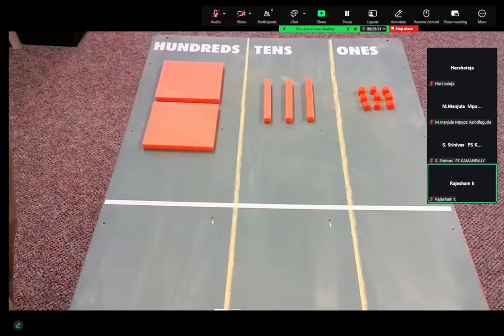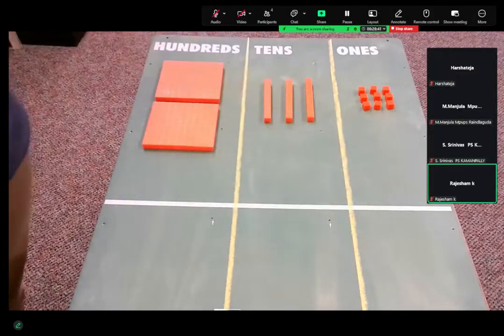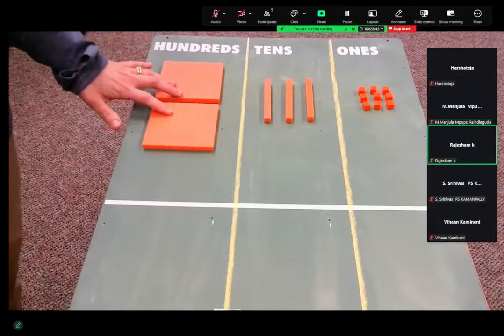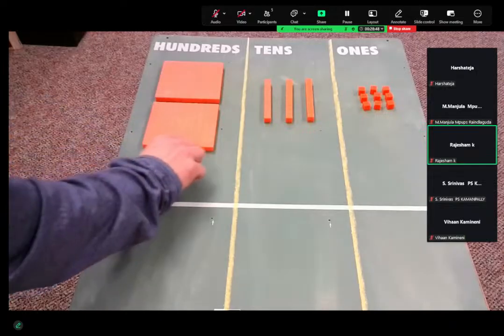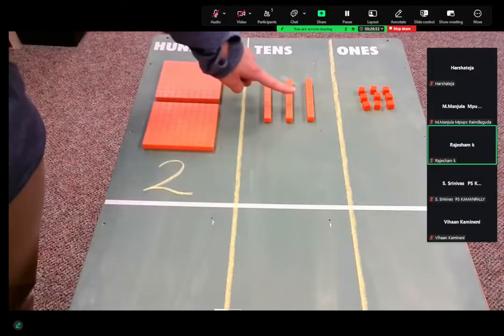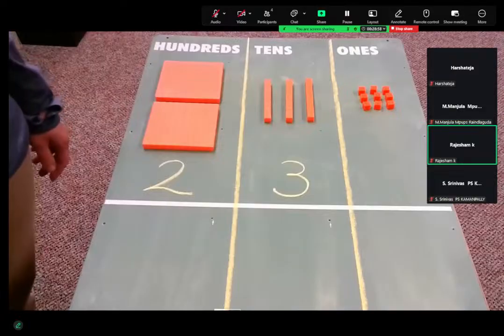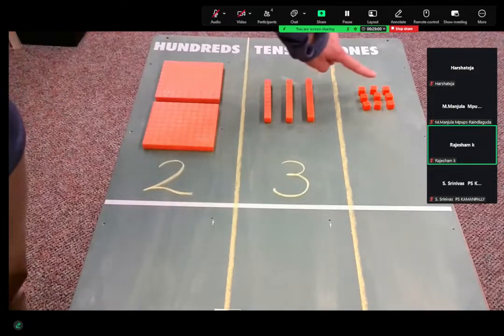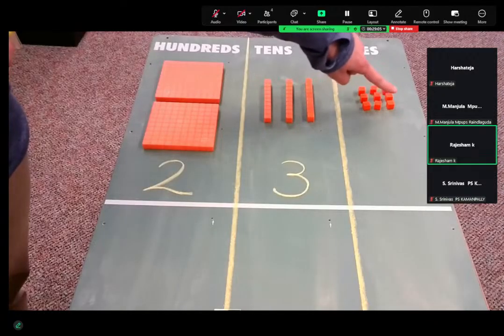Okay, and we are back. We have one more number for us. So as I say, we're always going to start very simply. We are going to count each block to make that 3-digit number. So let's start with our hundreds. How many do we have? 1, 2. How many tens do we have? 1, 2, 3. And how many ones do we have? 1, 2, 3, 4, 5, 6, 7, 8, 9.